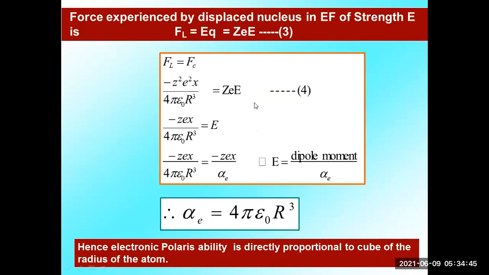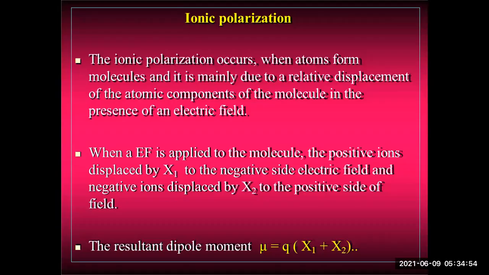So as we move forward, we equated and we got the electronic polarizability value as 4 pi epsilon naught R cube. This is the way we calculated the electronic polarizability in the last class. As we move to the next topic, we had an example of electronic polarization both in solids and gases.